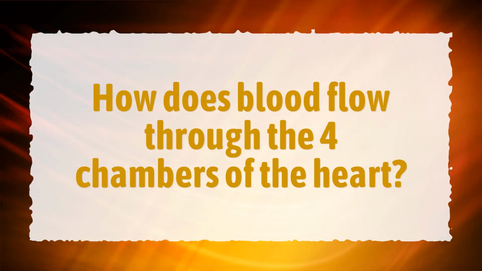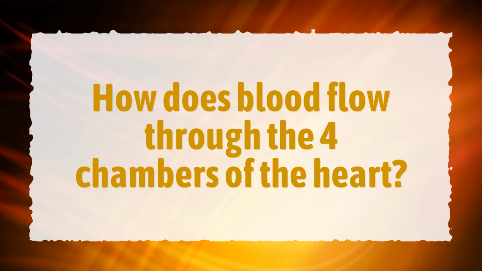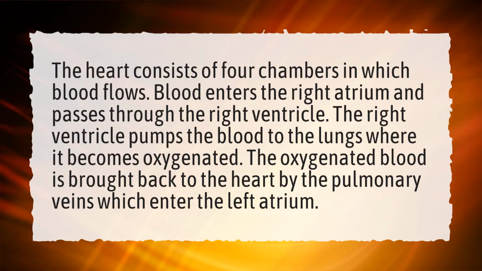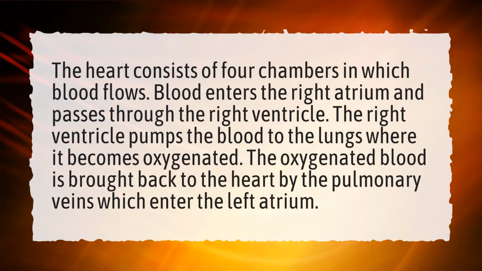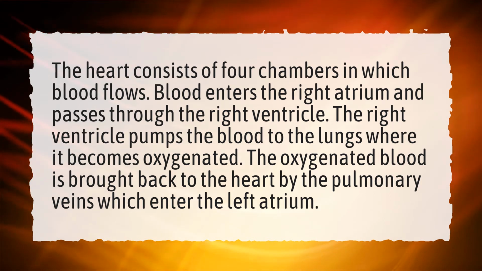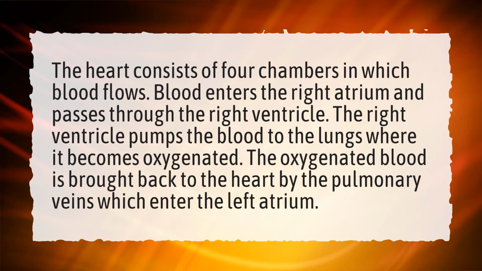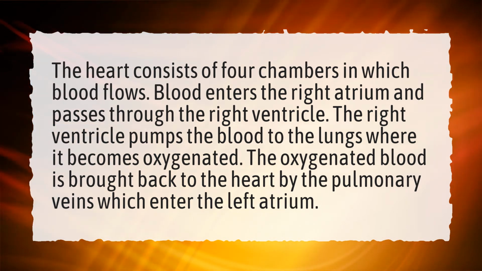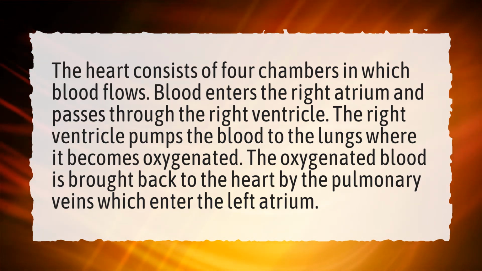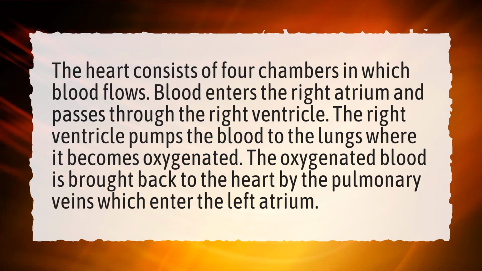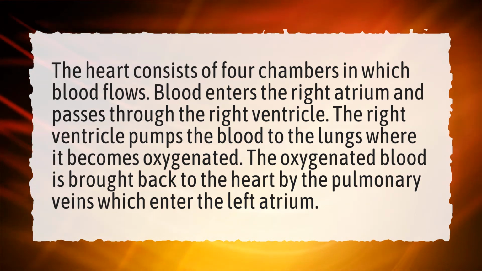How does blood flow through the 4 chambers of the heart? The heart consists of 4 chambers in which blood flows. Blood enters the right atrium and passes through the right ventricle. The right ventricle pumps the blood to the lungs where it becomes oxygenated. The oxygenated blood is brought back to the heart by the pulmonary veins, which enter the left atrium.